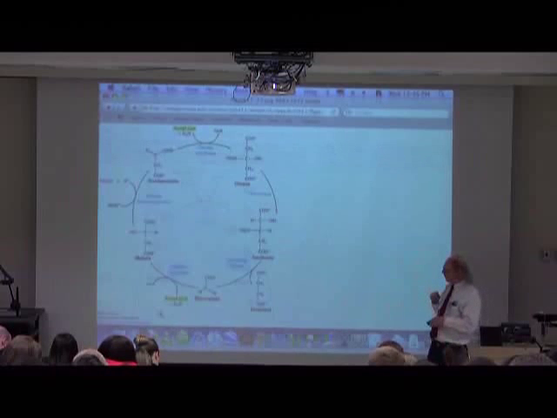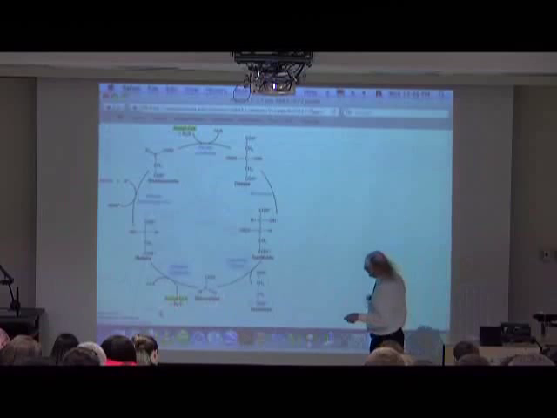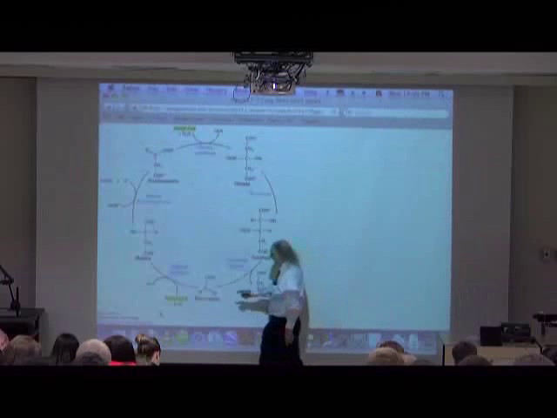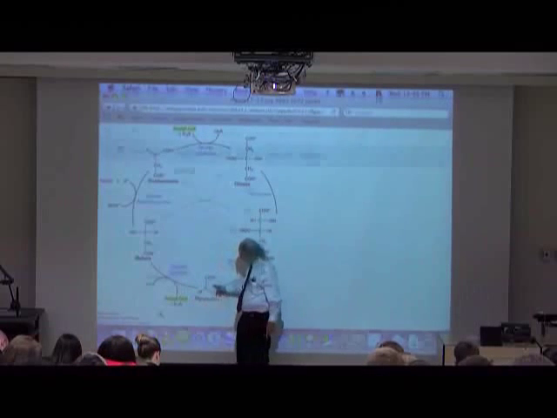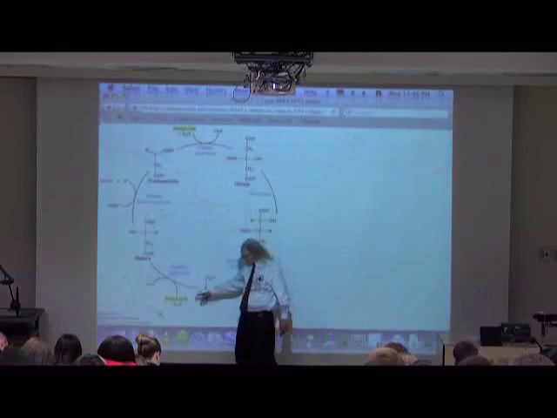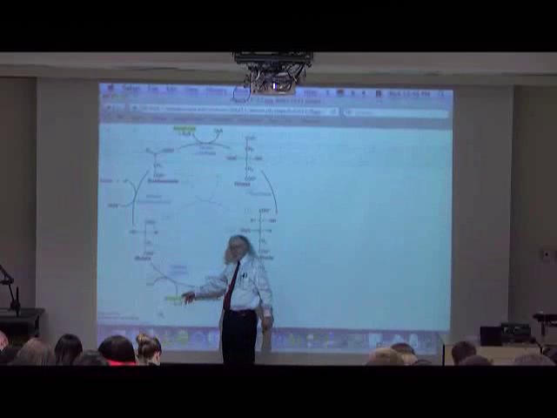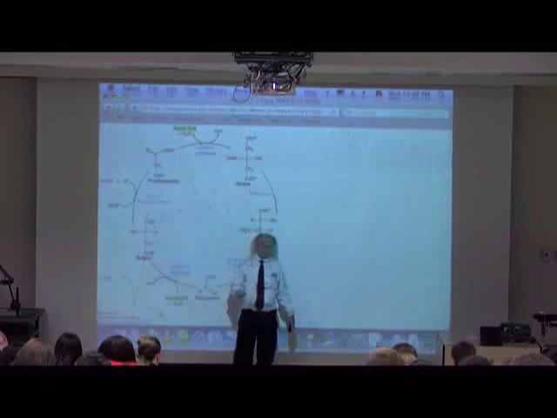Right? What happens to glyoxylate? This glyoxylate can combine with a second acetyl-CoA. So we have a two-carbon piece. We bring in a second acetyl-CoA. And we make the four-carbon intermediate malate.